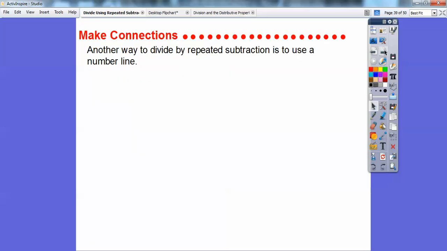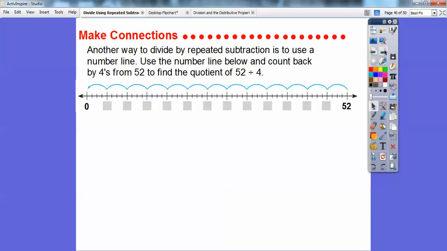Another way to divide by repeating subtraction is to use a number line. Here's a number line, and we're going to use it to count back by 4s, starting at 52, to find the quotient of 52 divided by 4. We'll just go minus 4. 52 minus 4 is 48. Then 48 minus 4 more is 44. Minus 4 more is 40.